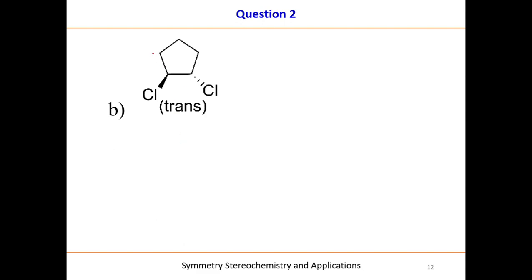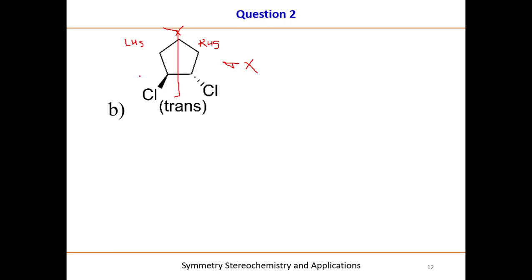In this molecule, again we have to check the symmetry elements. See here, if I pass the plane here, I will not get the same image on the other side. Here the left hand side is not equal to the right hand side. On one side we have a chlorine group above the plane, and on the other side it is below the plane. So that means there is no plane of symmetry present here. Sigma plane is not there.